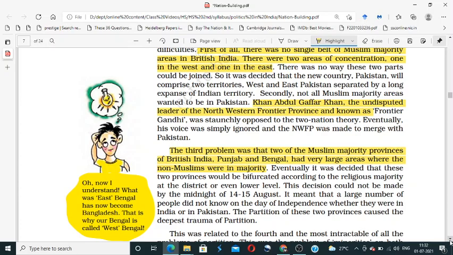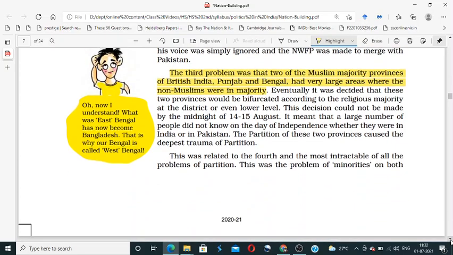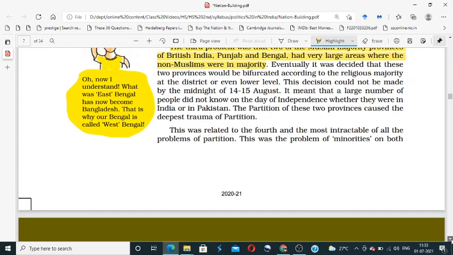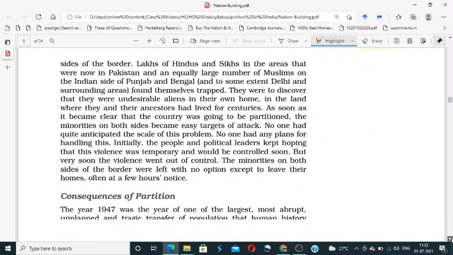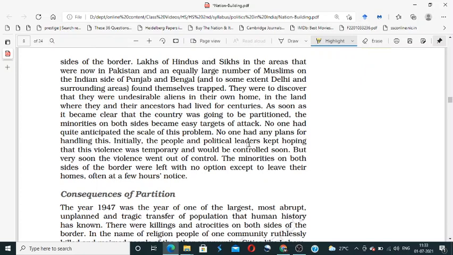So it was very difficult to decide without avoiding a large displacement. Also, this was related to the fourth and the most intractable of all the problems of population. This was the problem of minorities on both sides. There will be lakhs and lakhs of Hindus and Muslims on both sides of the boundary. So what might happen to them?